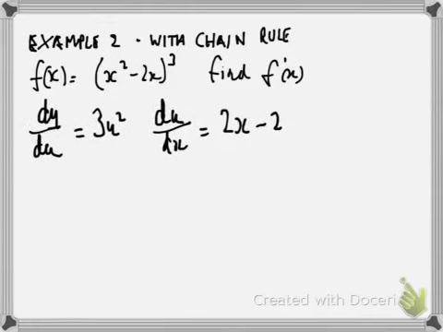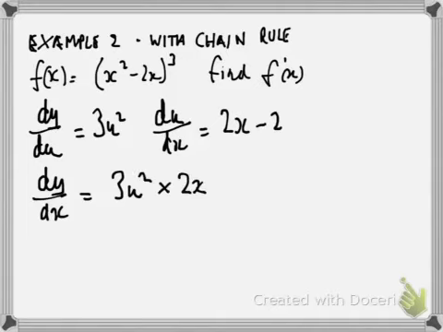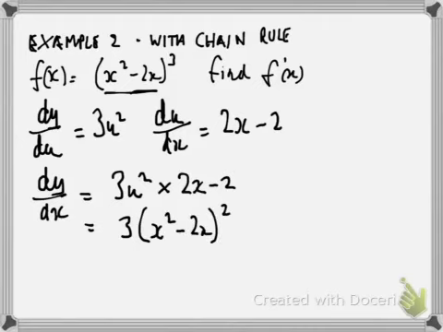Now to find dy/dx, what we do now is multiply them together according to the chain rule. dy/dx equals dy/du, which is 3u squared, multiplied by 2x minus 2. Now we know that u is the bracket x squared minus 2x. So it's going to be 3 times x squared minus 2x all squared, so I've put u back in now, multiplied by 2x minus 2.